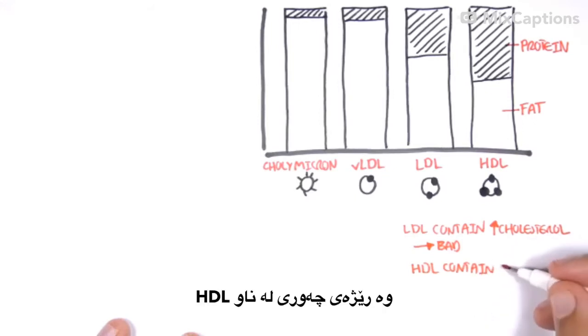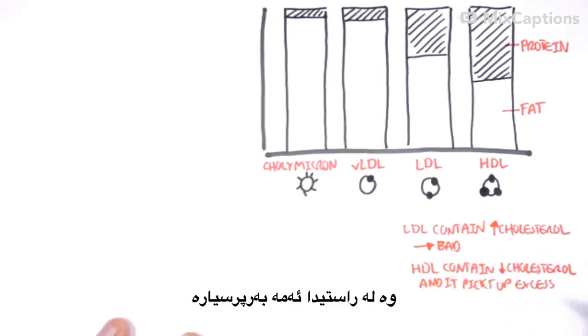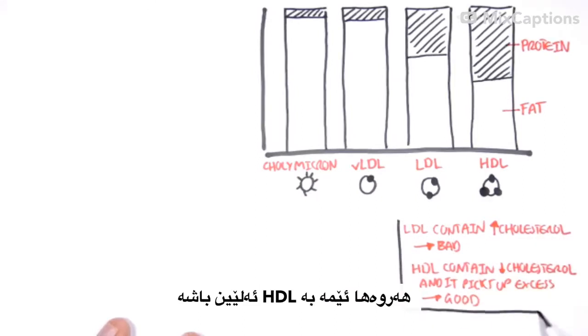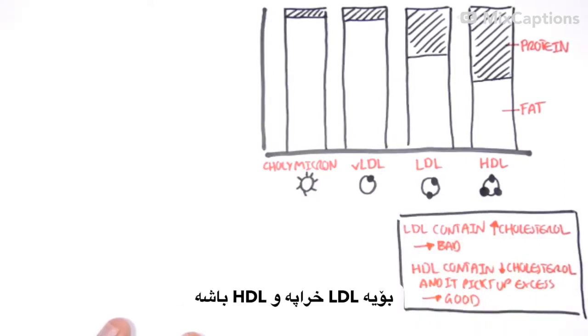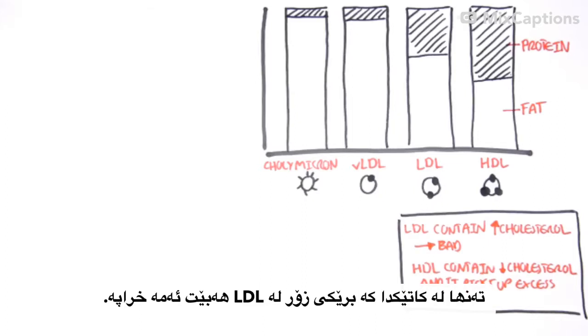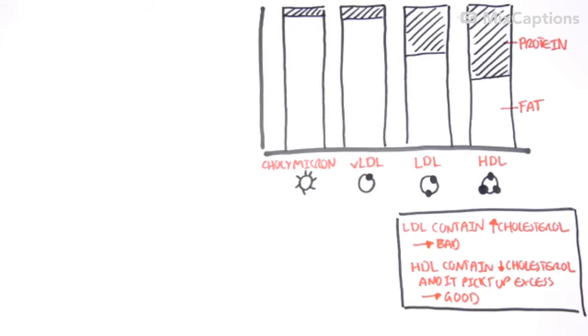The lipid content of HDL, so the lipid content of the high density lipoprotein, actually contains less cholesterol and is responsible for picking up excess cholesterol from tissue and then bringing it back to the liver. And so we say HDL is good. So LDL is bad, HDL is good. In reality though, LDL is not that bad. It's just when we have high amounts of LDL that it's bad. We need LDL, we need cholesterol.